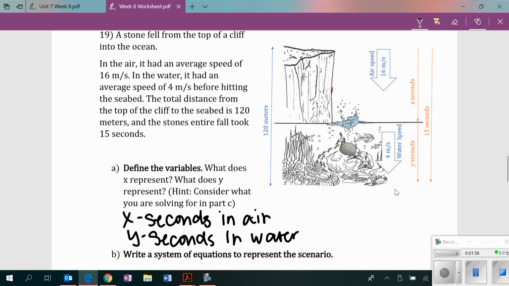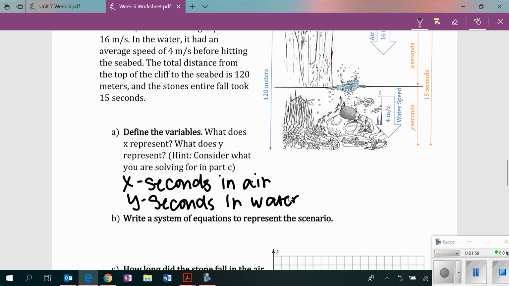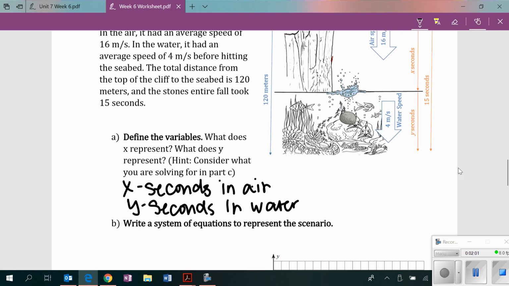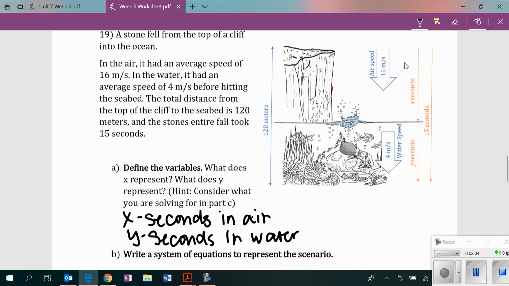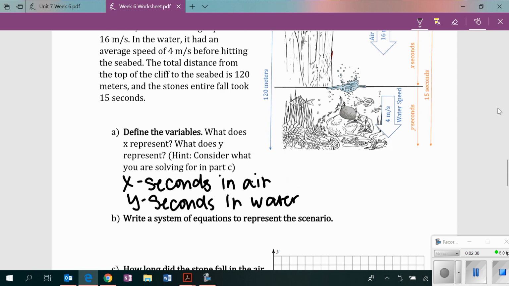Okay. So then my system of equations to represent my scenario means I'm going to have 16 meters per second. If I multiply it by an X amount of seconds, that's going to tell me how far it fell in the air. And if I add it to my 4 meters per second times my Y seconds, that's going to tell me how far it fell in the water, which is equal to 120 when we add it all together, right?